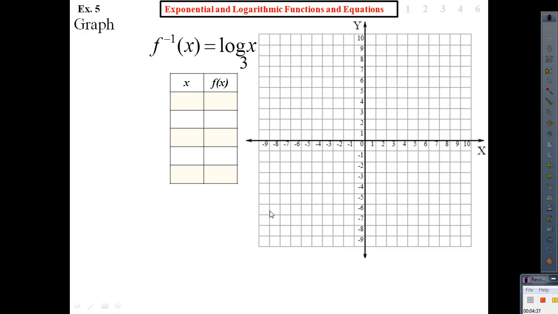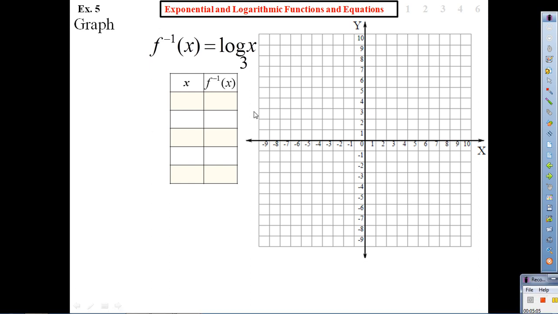Copy this, example 5. It reads, graph f inverse of x equals log base 3 of x. And then the table, I just have x and f, oh, this should be f inverse of x. Let me change that. Hold on. Okay, there it is. I fixed it.